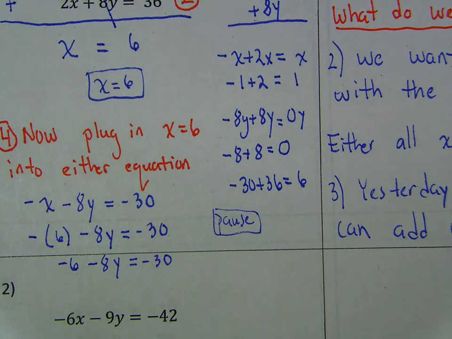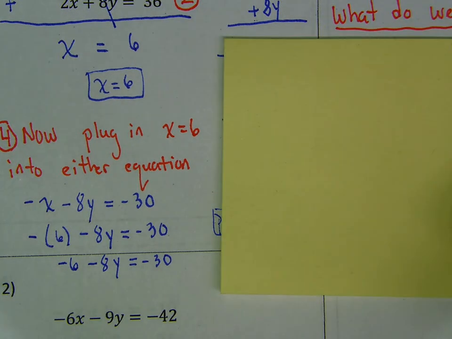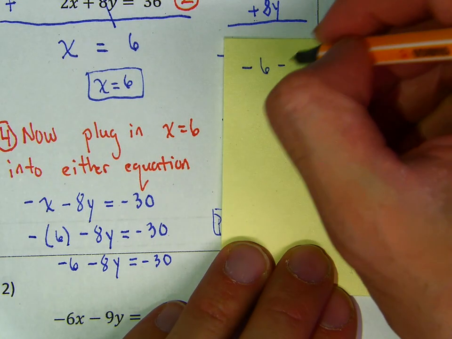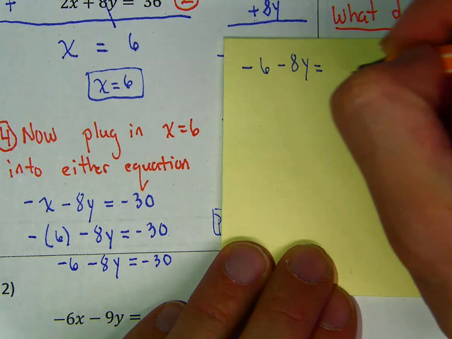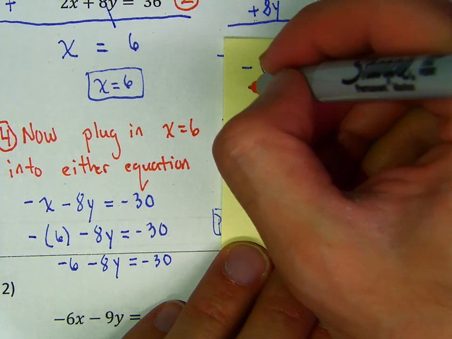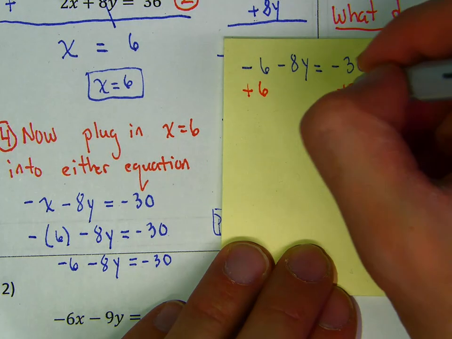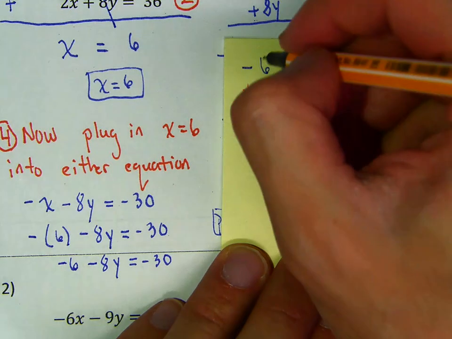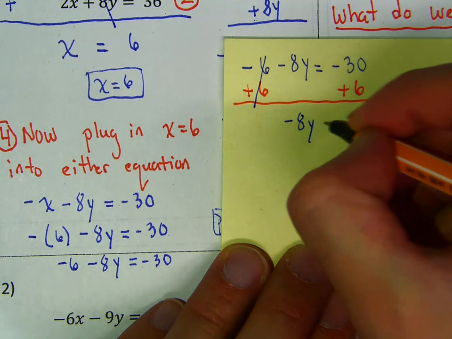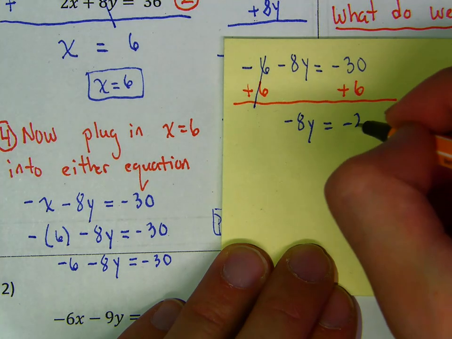Right, so what I'll do is I'm running out of space, so I'll put it over here. So if I have negative 6 minus 8y is equal to negative 30. So how do I get y by itself? I'm going to add 6, because you want this y by itself. Here this cancels out. I bring the negative 8y over here, equals negative 24.